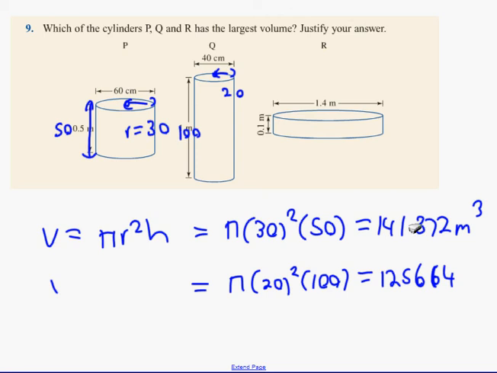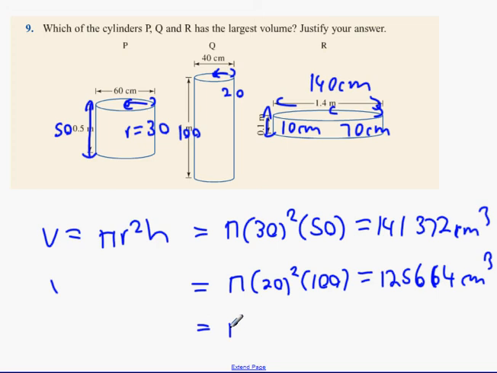Now I was right in saying that the first one was 141,300 centimeters cubed. And the second one is 125,664 centimeters cubed. What about the third one? Change that to 140 centimeters. Half it. And you get 70. And what's the height? 10 centimeters. Now, calculate the volume of this one. Pi times 70 squared times 10.